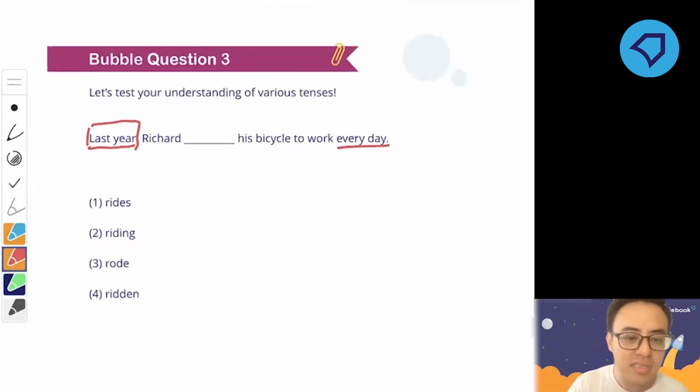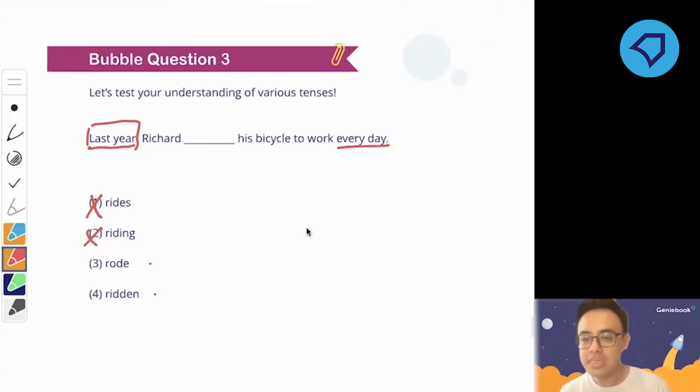So the 60 of you who chose option number 1, I'm so sorry, it is not present tense. Number 2, continuous tense is also wrong. You are caught between number 3 and number 4. Number 3, rode is the past tense, or what we call the past simple tense of ride. Number 4, ridden is what we call the past perfect or past participle.